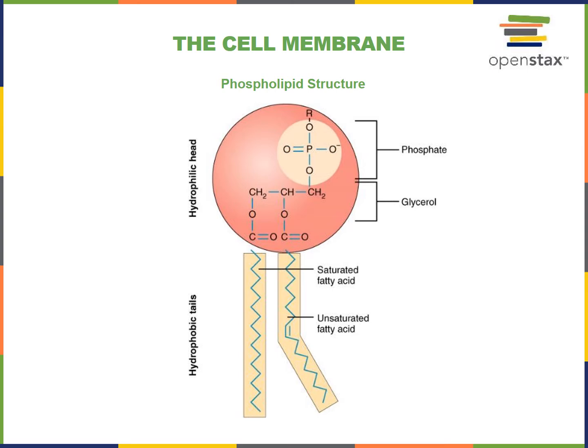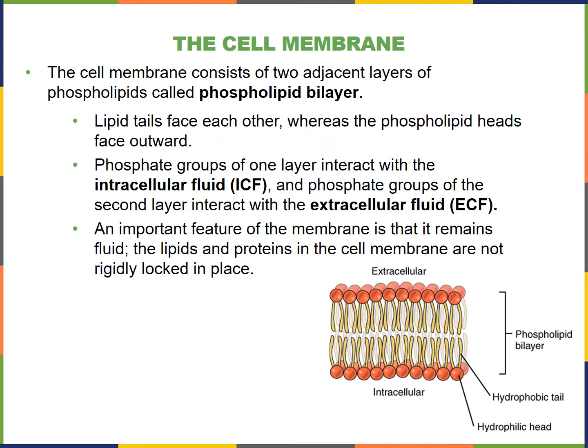This is the hydrophobic part, from phobia, they don't like water, and the head actually likes water. That's why the tail is always hidden inside. This one is facing extracellular and intracellular. Those in the middle are hidden away from the water. The cell membrane consists of two adjacent layers of phospholipids called a phospholipid bilayer. By two, as you can see here in the image at the bottom, you have a phospholipid bilayer. Bilayer means two layers.